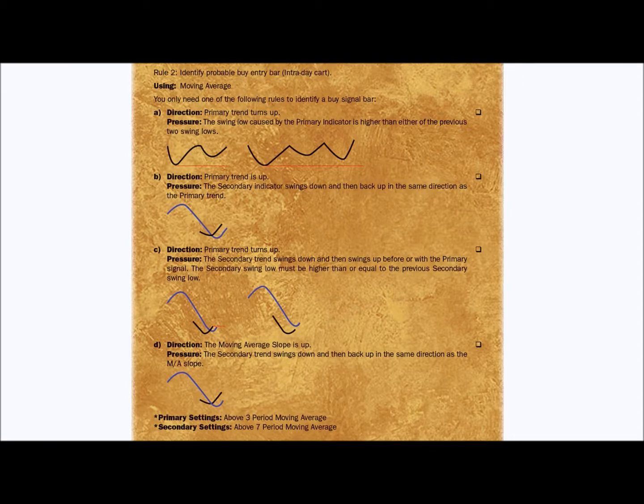As you can see here, the 3 moving average and the 7 moving average are pointing up at the same time, regardless of how it looks here, right? If it has crossed or not, and if it's above or under. Just keep in mind that the 3 moving average and the 7 moving average are pointing up in the same direction we want the market to go. So let me try to explain rule number 2A. Again, we only need one of these rules to be met to have a buy signal.